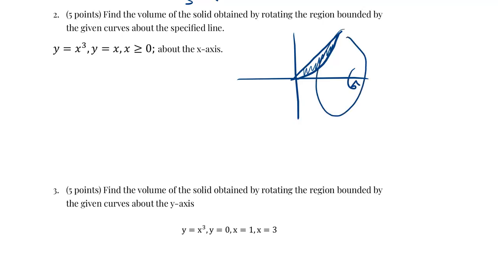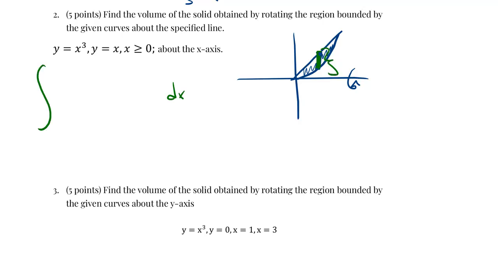So you can sort of imagine what that would look like, sort of like a tulip opening up, whatever you want to call it. Now, we always have these choices. Do we want to do washer or shell? In this case, I'm going to go with the washer. So what that means is I'm going to draw my rectangle in there with a short side with a dx.